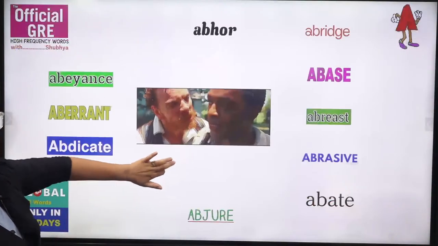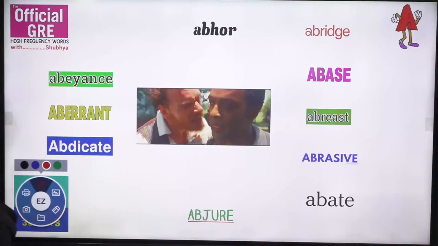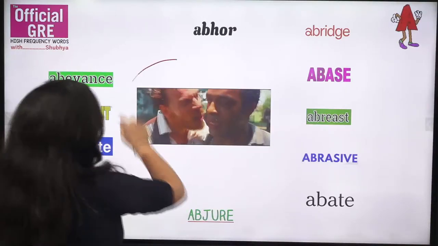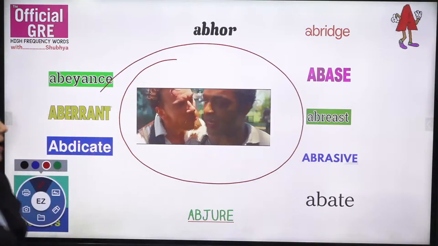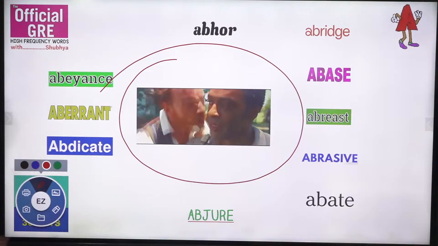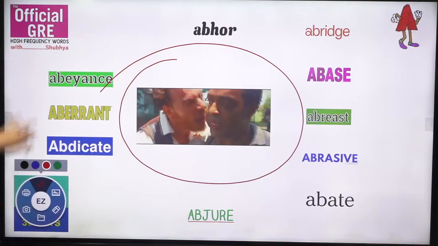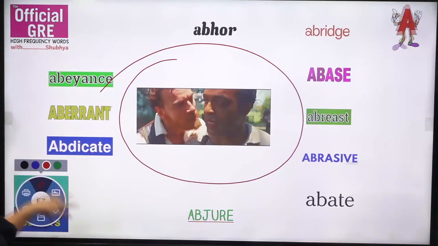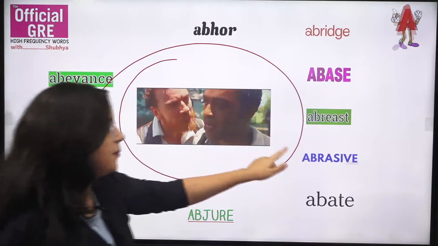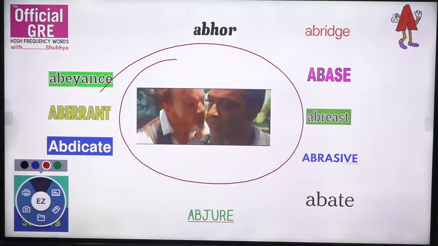The very first question is this one. You are given a picture, right? In the picture, a person is scolding someone, humiliating them badly. So what can be the correct word? Abho, hate karna, abhorrence, abhorrent, abdicate, abjure, abate, abrasive, abreast, abase. Kindly tell me in the comments, whosoever feels like answering.